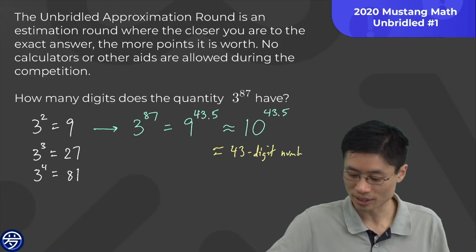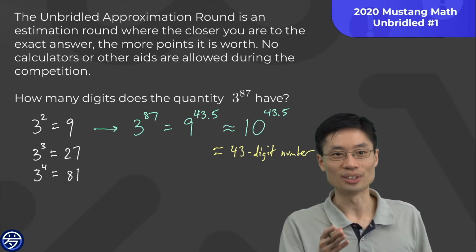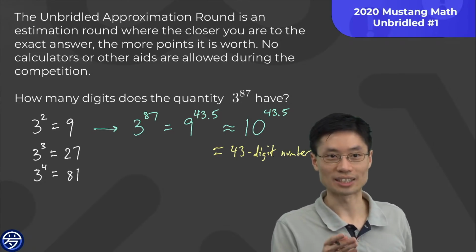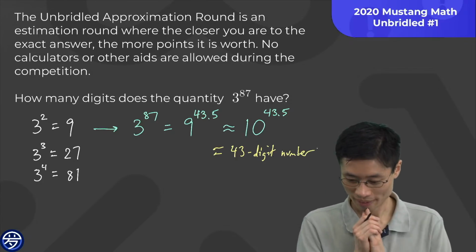And this is an estimation round, so we just try to get as close as we can. What's the right answer? Oh, it looks like people... What is the answer, actually? I'm a little bit curious. It's an estimation round, so we don't have an exact answer.